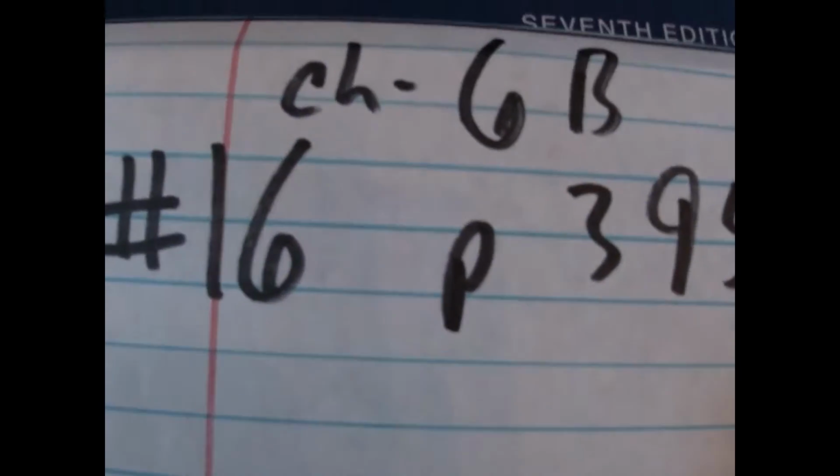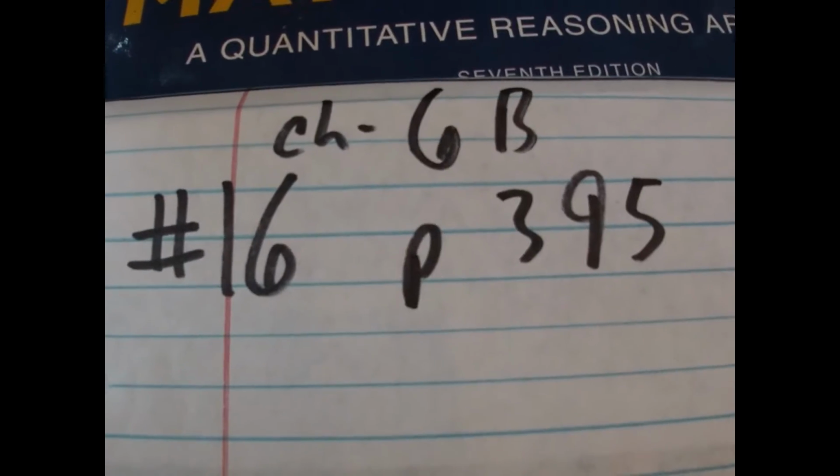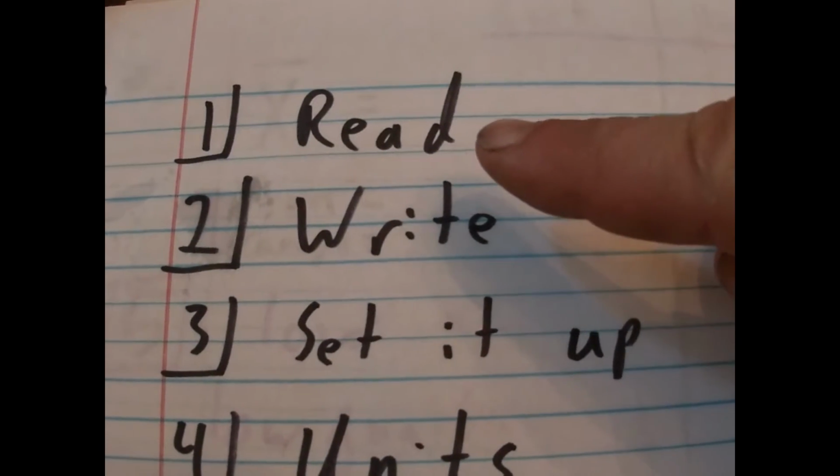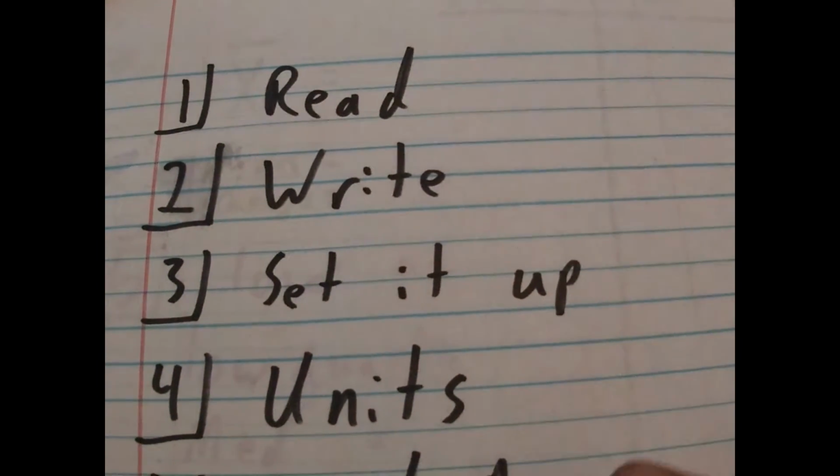Today I thought I would discuss a problem from chapter 6b, problem 16 on page 395. This is of course a statistics problem, and as always, I know you may be getting tired of seeing this, but we always start off the same way, which is of course we read the problem. We write the problem out, we set it up, we do our units, we find our answer. At any rate, reading the problem, you'll find that this is a statistics problem.